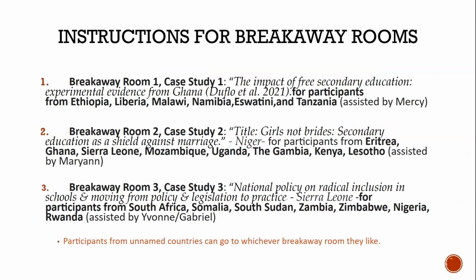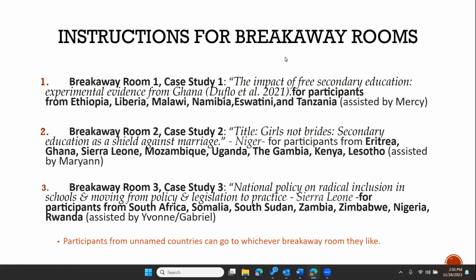So here are our groups. Breakaway room 1, case study 1, will look at the impact of free secondary education, experimental evidence from Ghana. In case study 1, we'll have Ethiopia, Liberia, Malawi, Namibia, Eswatini, and Tanzania. In breakaway room 2, case study 2, we'll be looking at Girls Not Brides, secondary education as a shield against marriage. We'll have participants from Eritrea, Ghana, Sierra Leone, Mozambique, Uganda, Gambia, Kenya, and Lesotho.